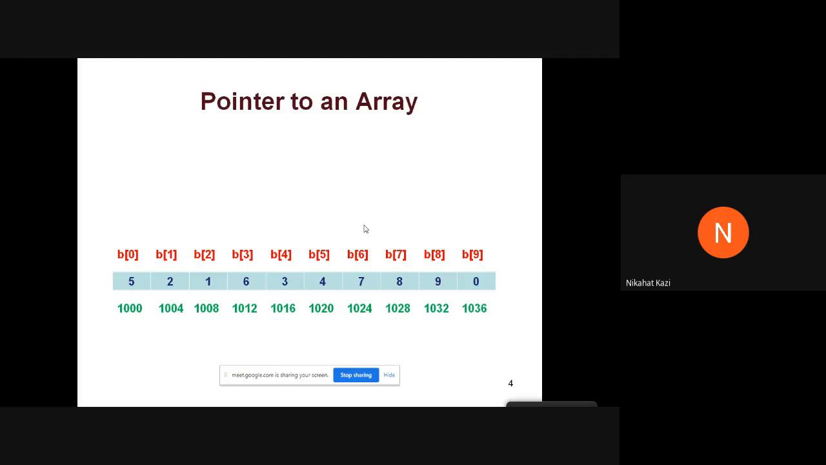We already know what a pointer to an integer is, or a pointer to a variable of a particular type. What we have done so far is we have created a pointer of a particular type and we are assigning it an address. The address was the base address of a 1D array. Okay. Now consider this array B, which is given here.